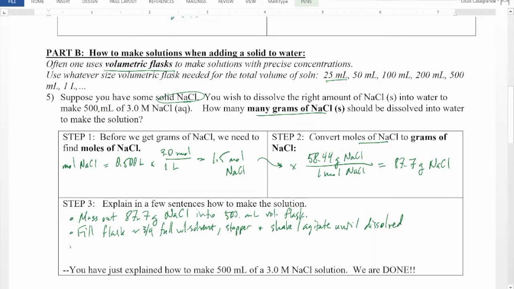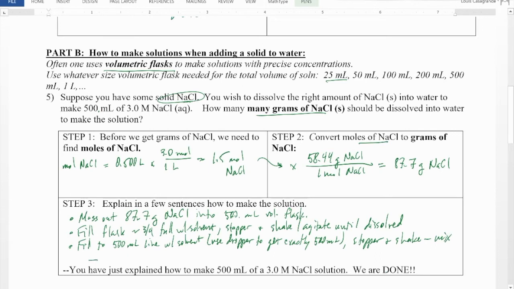Okay, next you're going to fill the flask to the 500 milliliter line. So remember seeing those lines, the 500 milliliter line with your solvent. And you're going to use a dropper to get exactly 500 milliliters. And as you'll see in the lab, we're then going to stopper and shake some more to thoroughly mix.